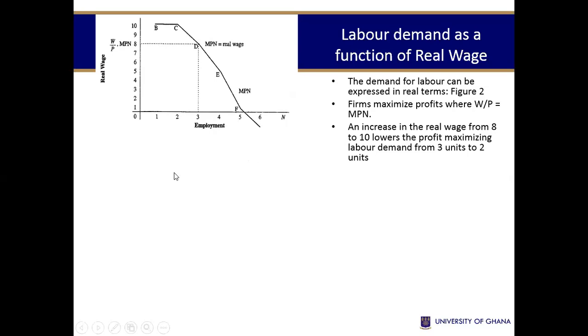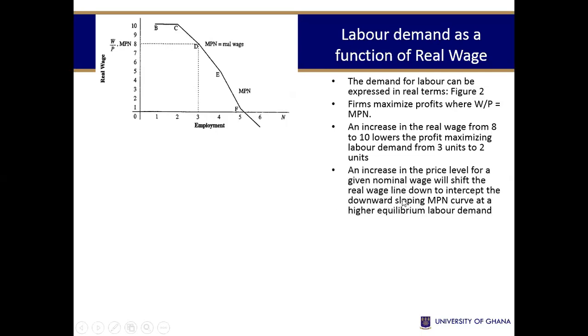It's just like the normal demand and supply analysis. Whenever there's an increase in the price of the commodity, there's a reduction in demand. Demand falls. So if real wage should increase from 8 to 10, then we are moving from point D to point C. So there's a reduction in the units of labor that is going to be hired. This is how we give the interpretation whenever we want to connect real wage to the marginal product of labor.